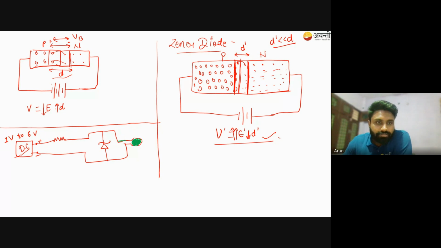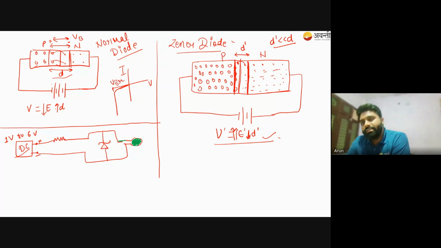So what will happen in this situation? You can see here in the Zener diode, the doping concentration is very high. If you talk about the normal diode, we know that in reverse biasing, this diode will burn out. Because if you saw this graph, we have seen that in reverse biasing, the current will shoot up at breakdown voltage and it will get destroyed.